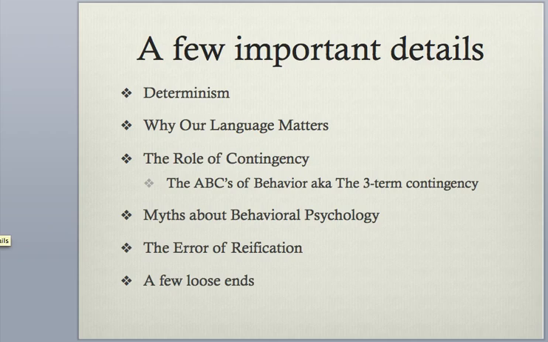Okay, so I just want to cover a few important details. I want to talk just a little bit about determinism. I want to talk about why the way we use language matters. I want to talk about a word that I really like. It's the word contingency and the role of contingency. Within that, we're going to talk about the ABCs, the very basics of behavior. It's also known as the three-term contingency. We'll talk a little bit about some of the myths of behavioral psychology, something I like to call the error of reification, and then we'll just tie up a few loose ends.